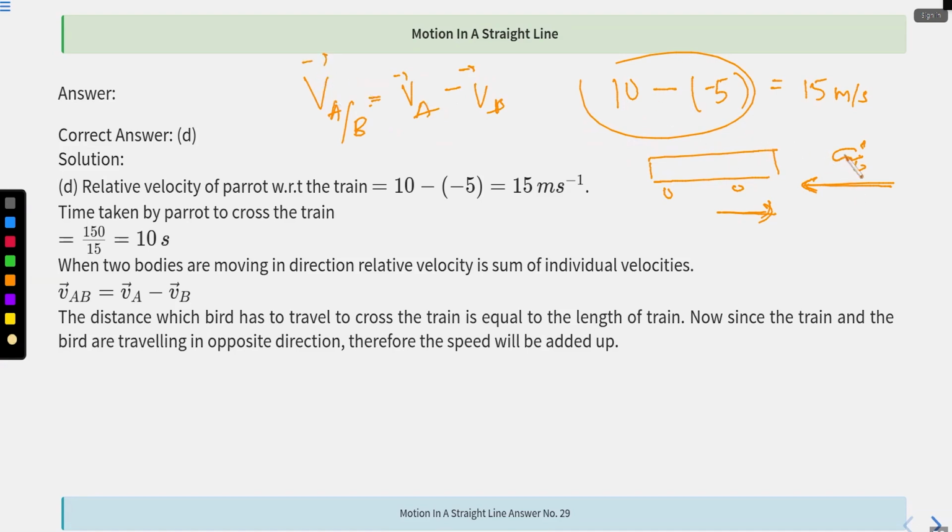But in this situation, the parrot is moving towards the train. That's why we are going to add it up. So the entire velocity will be getting added up. Okay.